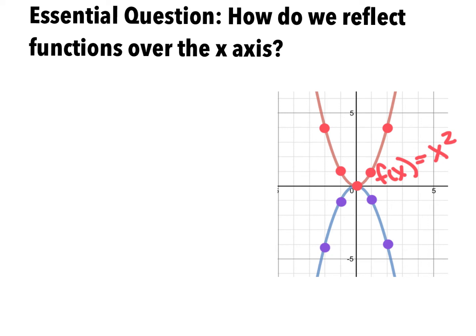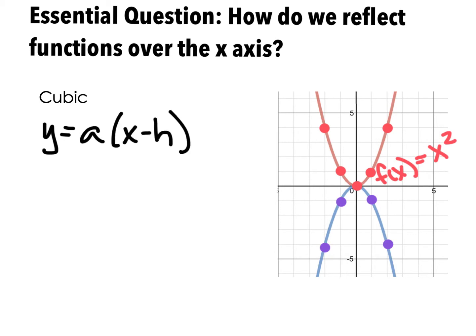For today's notes, we're going to answer the question, how do we reflect functions over the x-axis? All right, so first let's just take, for example, a cubic function, very basic. A basic cubic function can be written in the form y equals a times (x minus h) cubed plus k. And we've seen that h shifts a graph left and right, and k shifts the graph up and down. So we haven't really looked at this a yet.